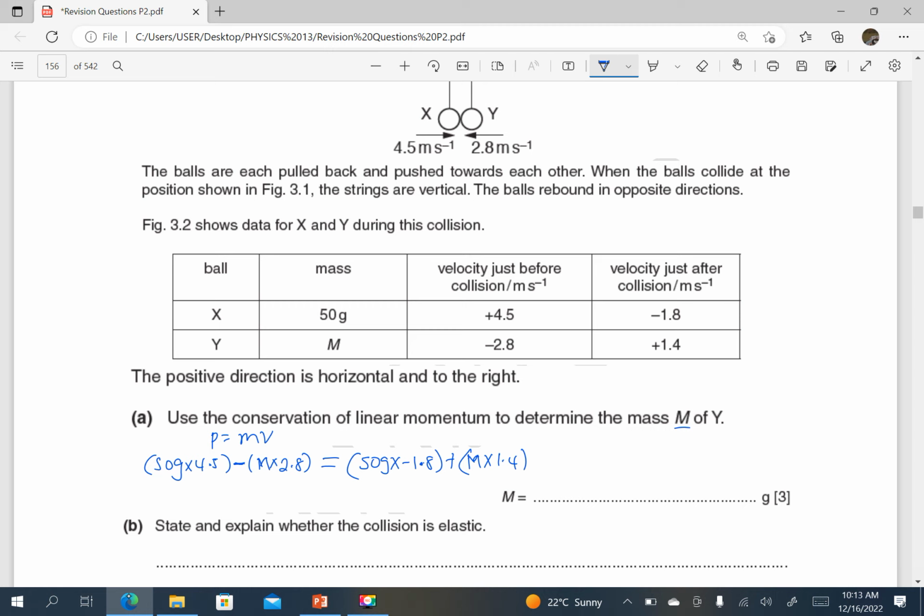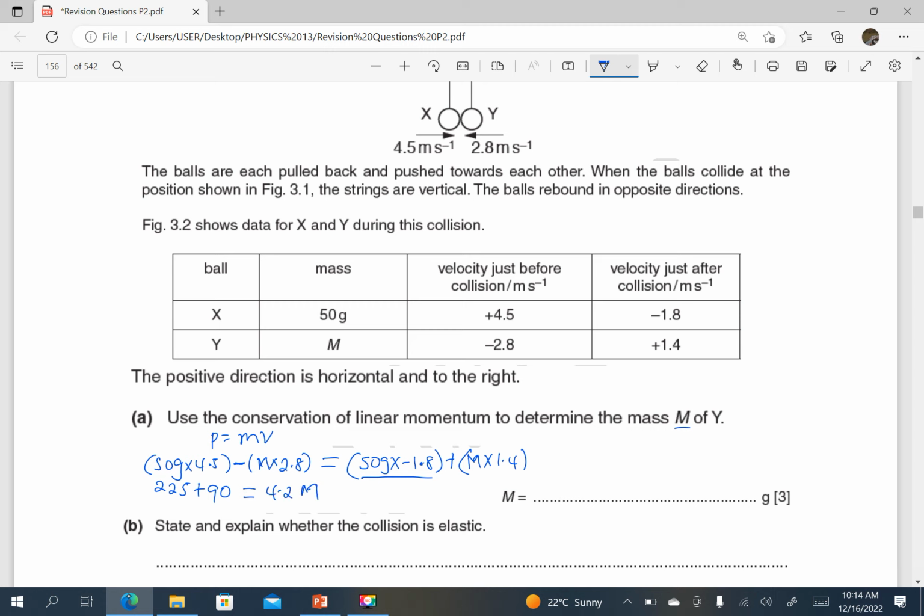And collect like terms. So I will take m to the other side and I will bring the other term to this side. So I have 50 times 4.5, which is 225, plus, I'm bringing this one also to the left, 50 times 1.8. Because it was negative, because of the minus there, it becomes plus 90. This should be equal to, on the right, 1.4 m plus 2.8 m. So that is 1.4 plus 2.8, so this is 4.2 m.